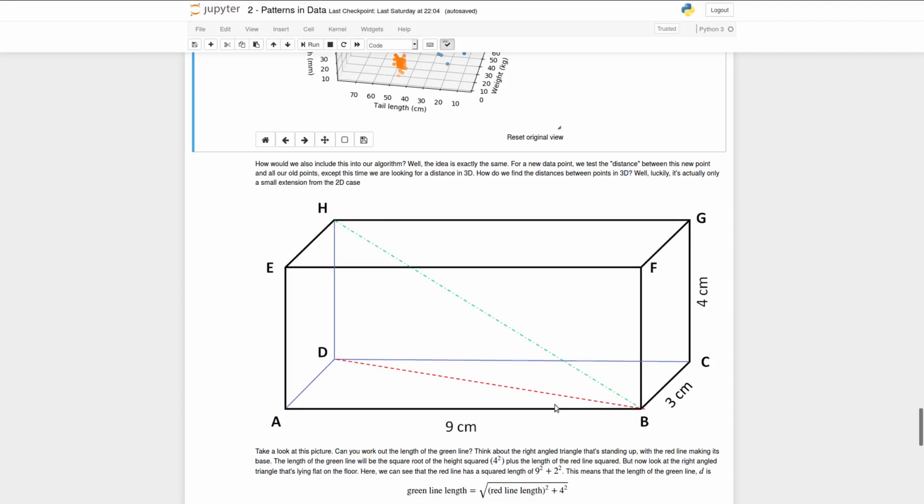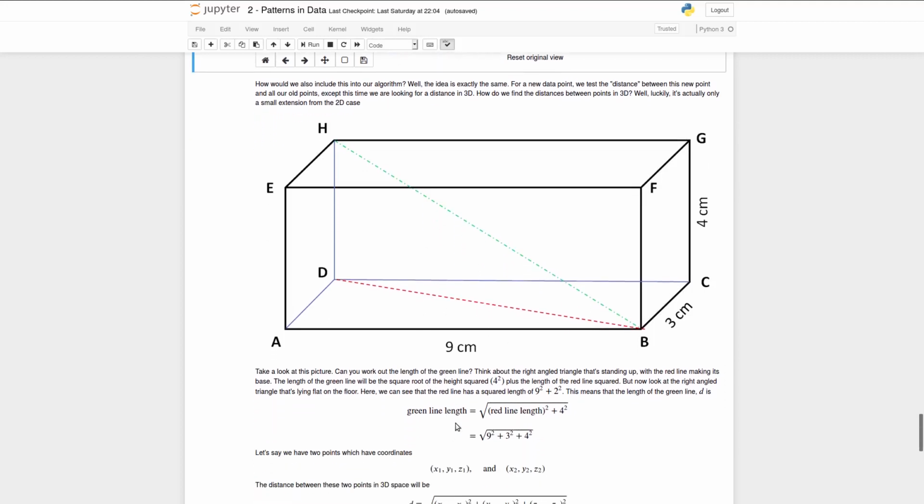But we don't know the length of the red line, but we can work out the length of the red line by doing Pythagoras again, because we know this distance here, it's given as 3 centimeters, and we know this length here is 9 centimeters. So we can work out what this red line is, and then once we've worked out what the red line is, we can work out what the green line is.